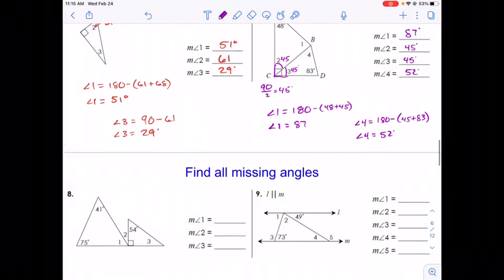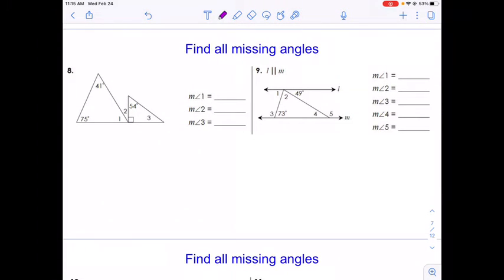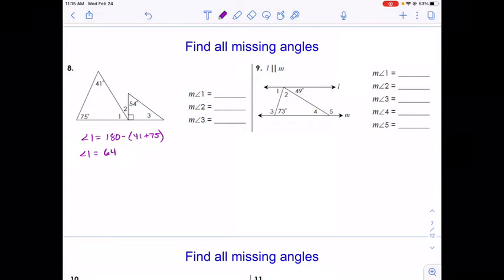All right. So I would encourage you to always try to fill out as much as you can that you recognize here. So this one here, let's go ahead and start with angle 1. We know we've got two angles in the triangle, so it's 180 minus the sum of 41 plus 75, which gives us 116. Subtract, and that's going to give us 64. Okay, so we get 64 for angle 1.